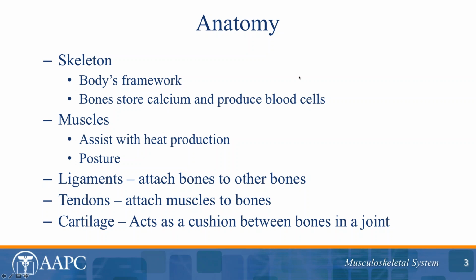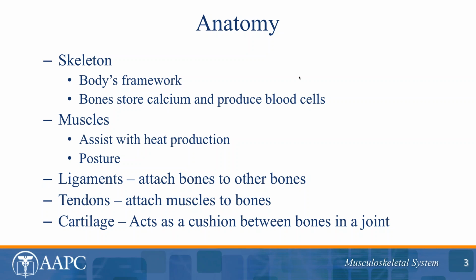So when we think about the musculoskeletal, let's just sit there for a minute and talk about the anatomy of it. We know that it's composed of 2 parts, because if you hear musculoskeletal, then you're thinking muscles and you're also thinking bones. So of course the skeleton is for our body's framework. The muscles help with posture and also with heat. And it's important to know about the ligaments, tendons, and cartilage.